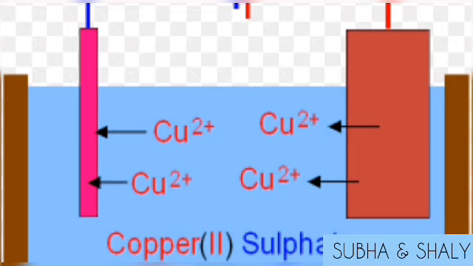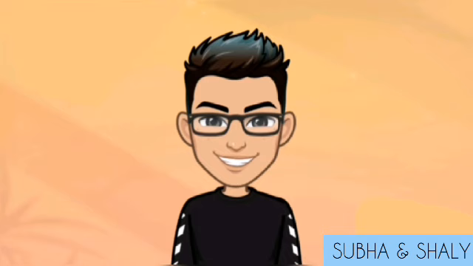Oxidation occurs at the anode due to loss of electrons, and reduction occurs at the cathode due to gain of electrons. Hence the electrons flow in the outer circuit from anode to cathode. The volume of oxygen collected at the anode is found to be half of that of hydrogen.